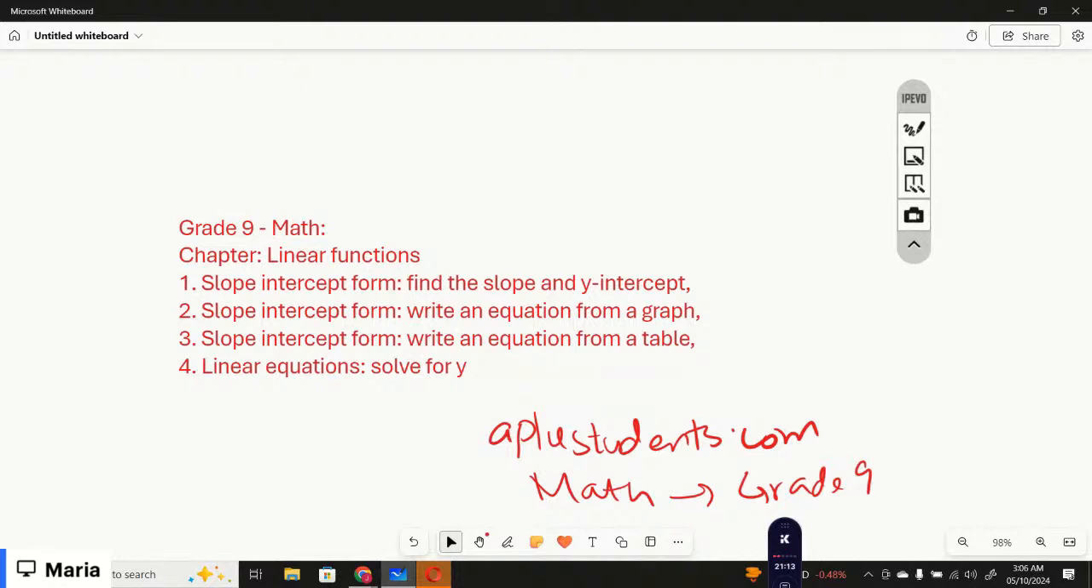We're going to start with the chapter linear functions. The lessons we're going to cover today are slope-intercept form, find the slope and y-intercept; slope-intercept form, write an equation from a graph; slope-intercept form, write an equation from a table; and linear equations, solve for y. So please make sure you have your notebook and pencil so that you can note down the important examples and definitions as well.